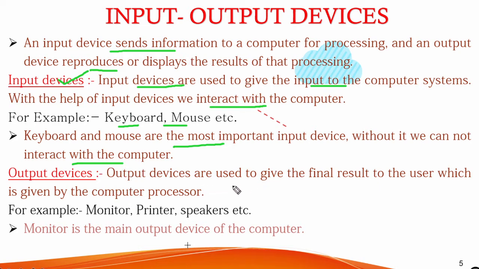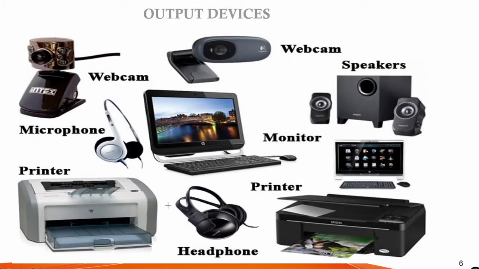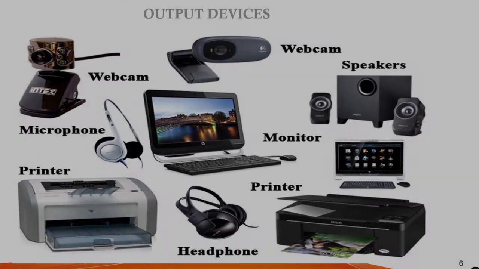And the output devices are used to give the final result, produced by the computer processor, to the user. Examples of standard output devices are the monitor, printer and speakers, etc. The monitor is the main output device of the computer, so we call the monitor the standard output device. These are the different output devices: webcam, microphone, printer, headphones, monitor, speakers and many more. We will learn about all of these in detail.